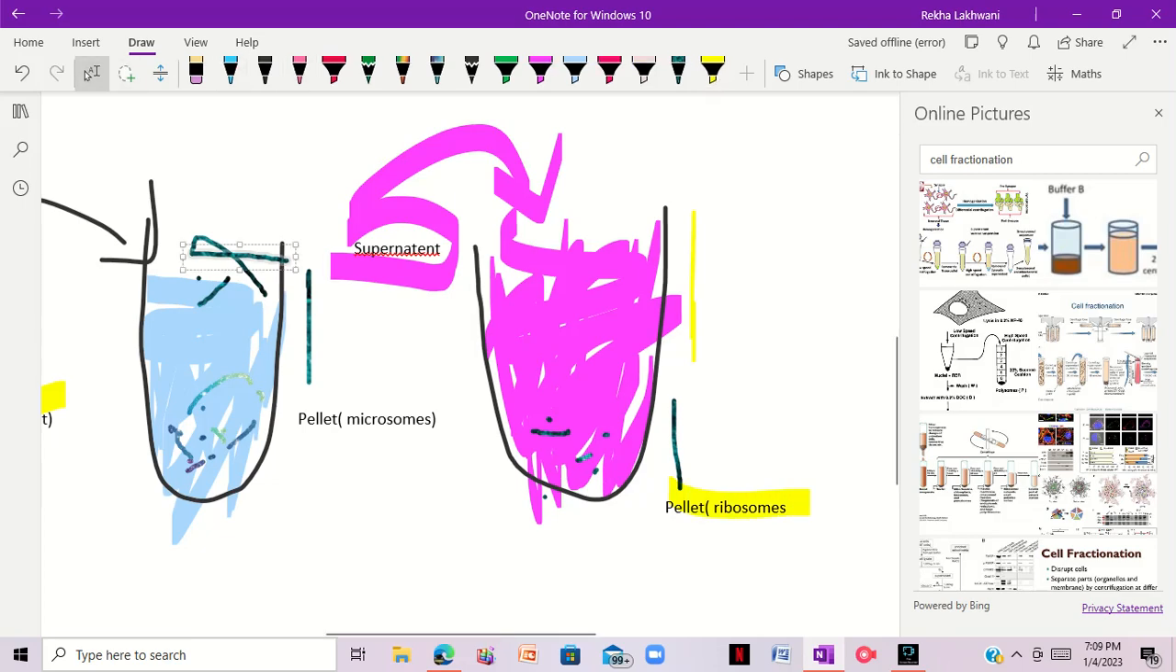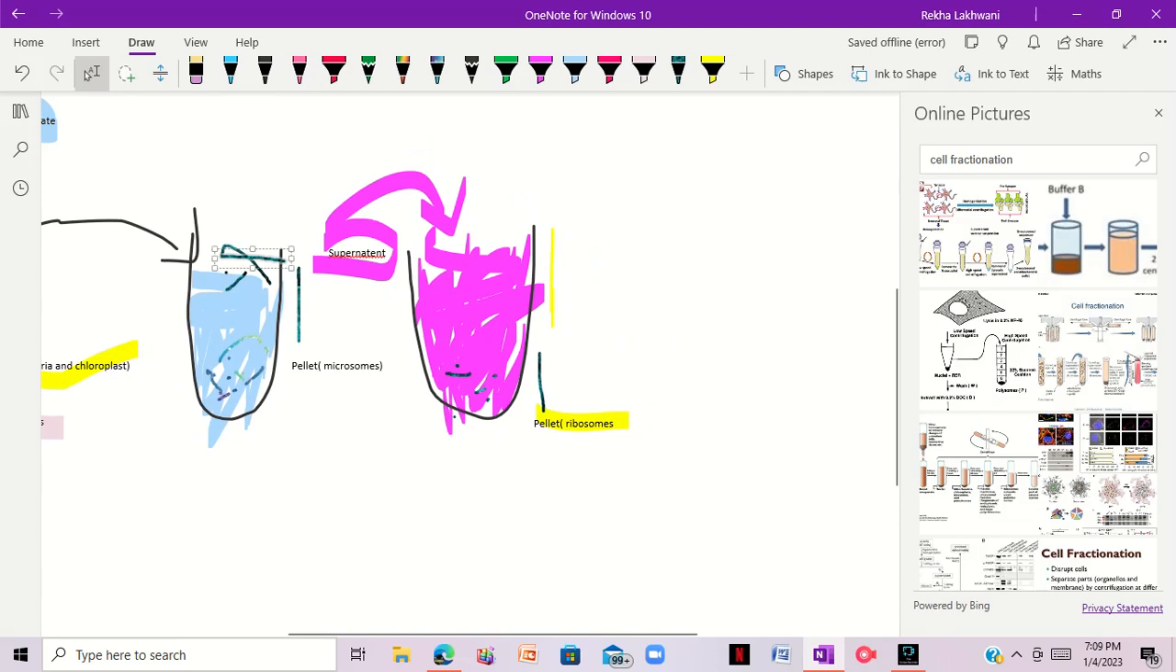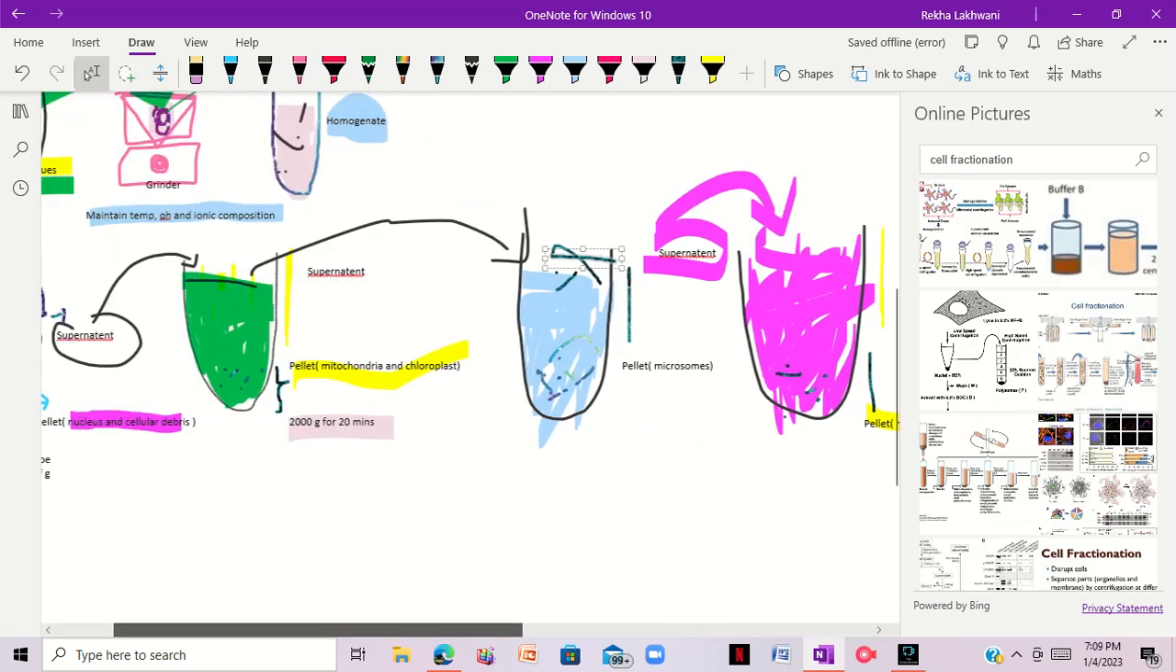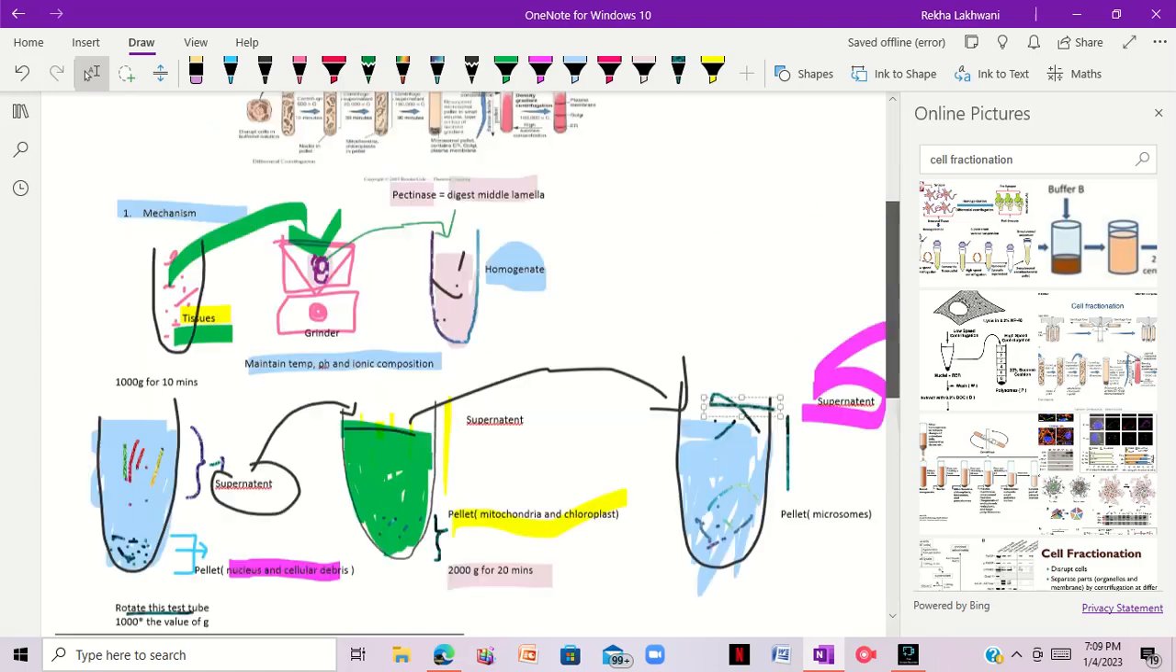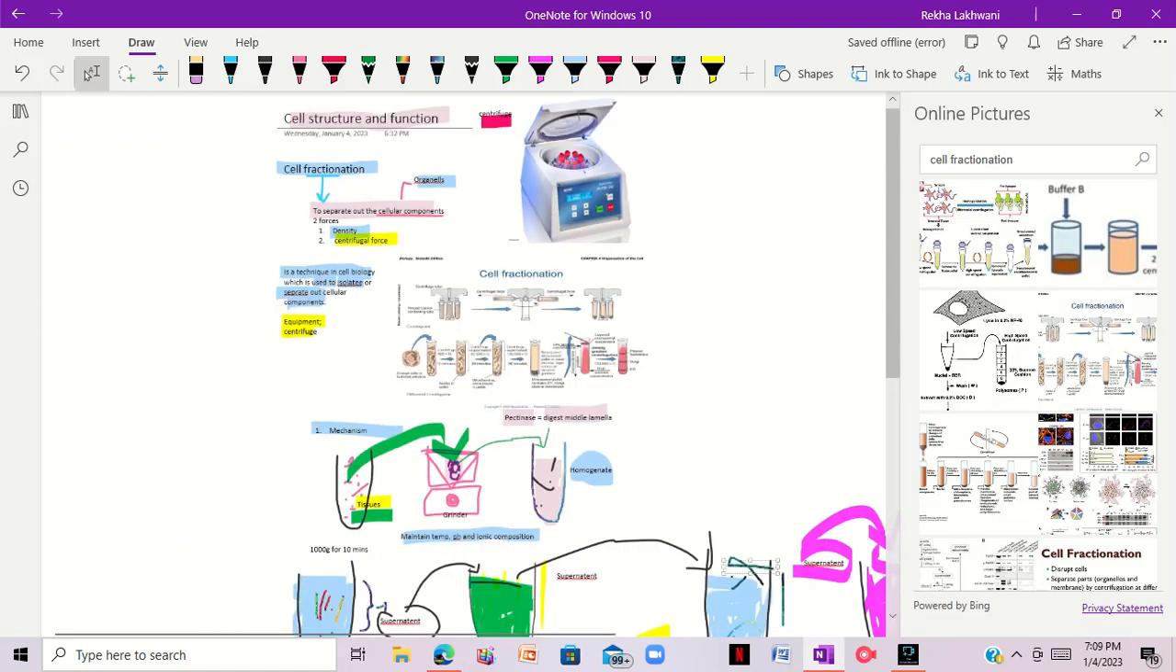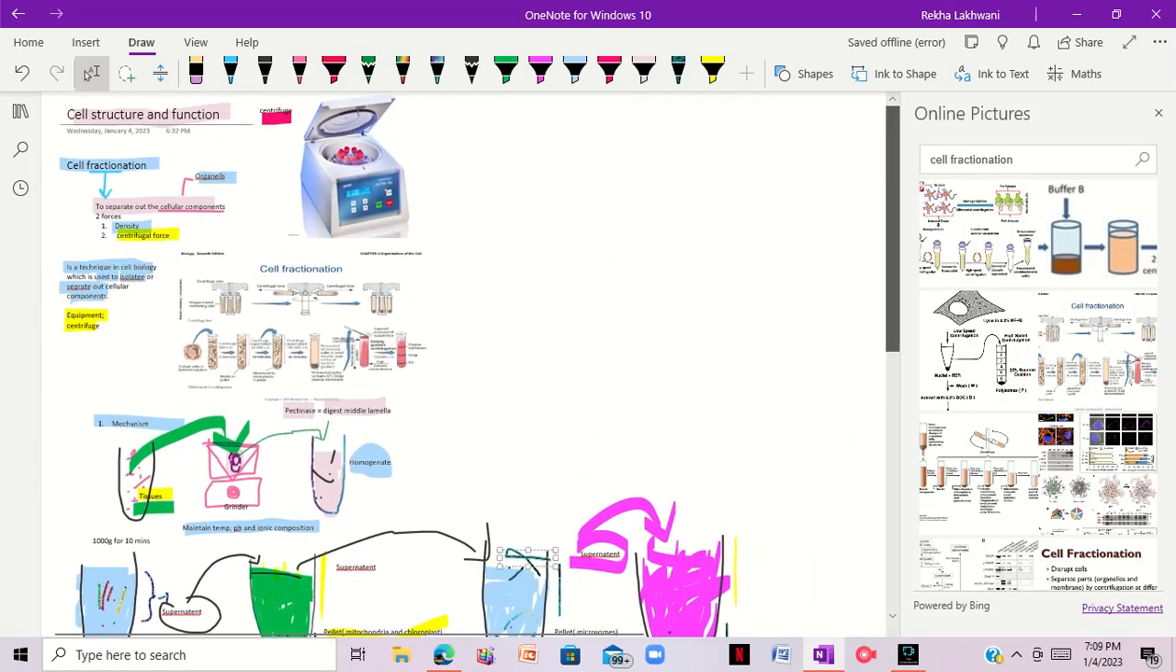So I hope this is clear to you. This technique of cell fractionation is clear to you, even though I have tried my best to explain as I can. So I hope this is clear to you.